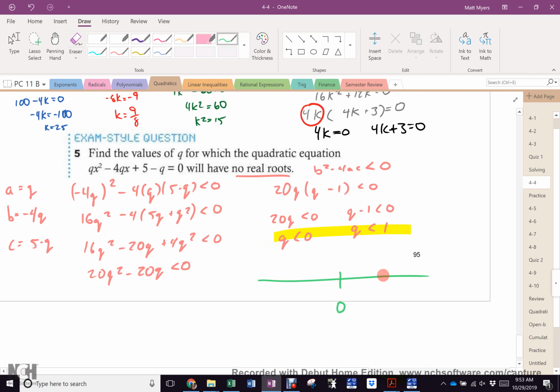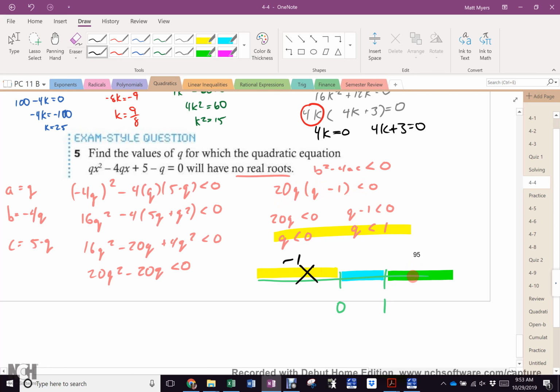There's 0. There's 1. Now this one's weird because when we split the number line up into chunks, what are numbers that we always use? We always use 1 and 0 because they're easy to work with, right? So now we're kind of screwed, yeah? So this is easy. I can use a -1, right? So -1 times 20 is -20. -1 minus 1 is -2. -20 times -2 is -40. Is +40, I mean. That's not less than 0, is it? So this whole part of the number line is out, right?